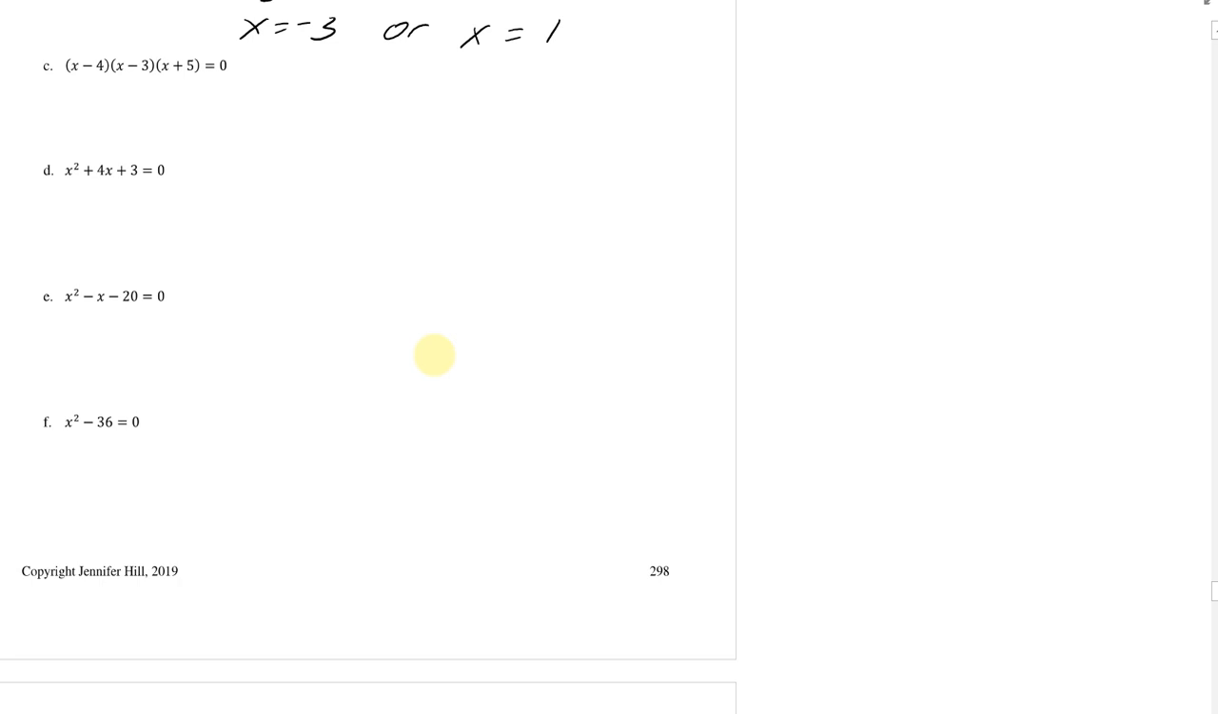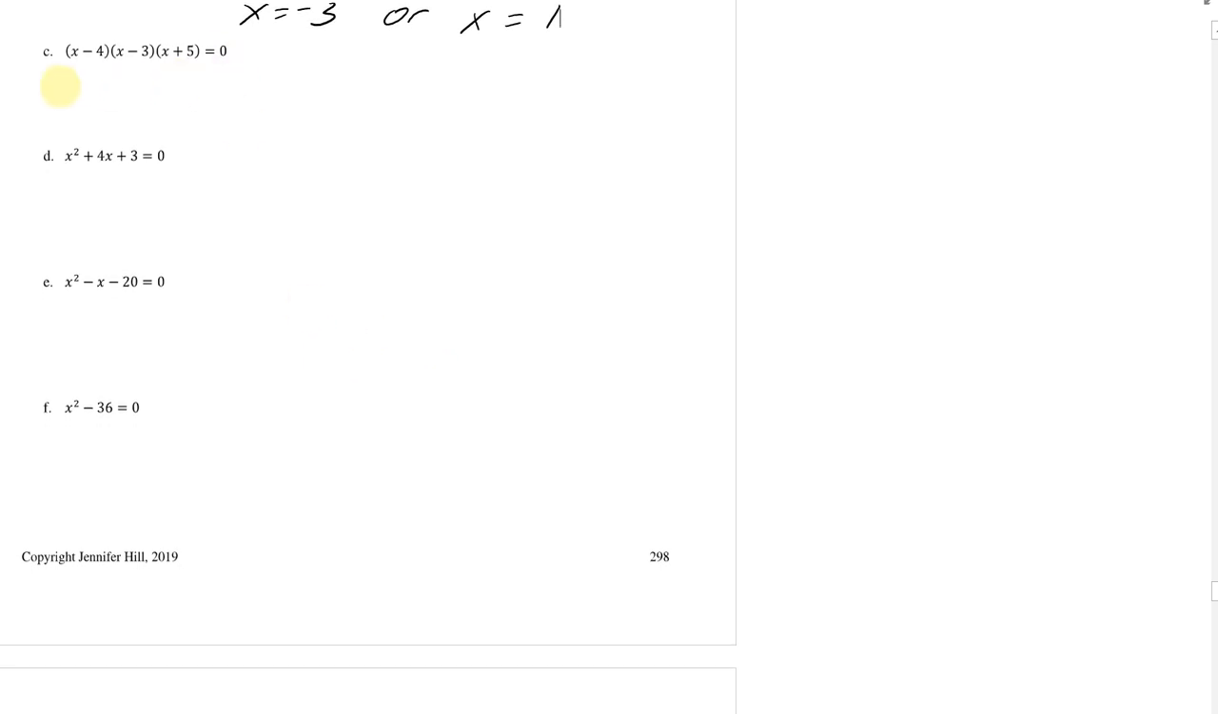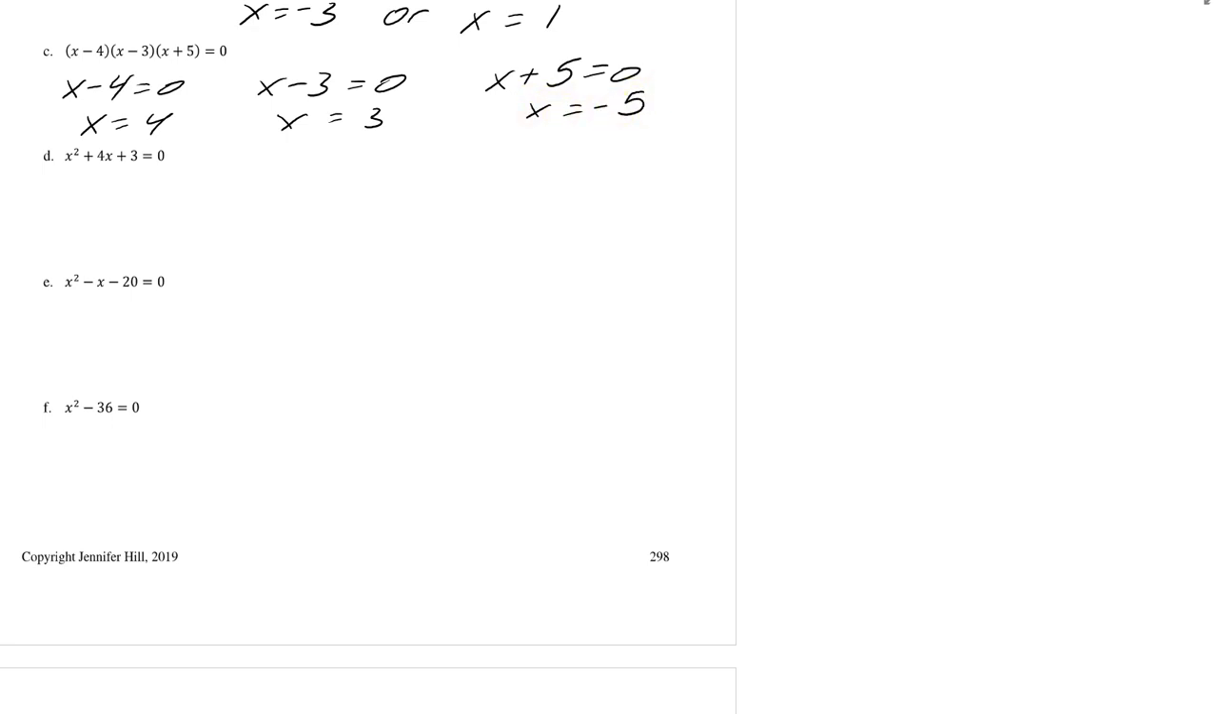Okay, so just to build on this idea a little bit more. Now I've got C here. So now I've got these three things being multiplied together. So each one of them, you have to set equal to 0 and solve. If you want to pause and then hit play when you're ready, go for it. So I have to have x minus 4 equals 0, or x minus 3 equals 0, or x plus 5 equals 0. So one of these things has to be true for this whole thing to equal 0. So my solutions here are x equals 4, x equals 3, and x equals negative 5. That's all I have to do for that.